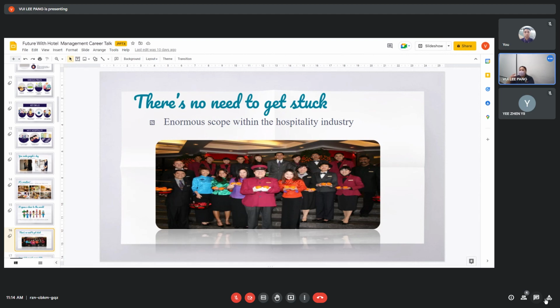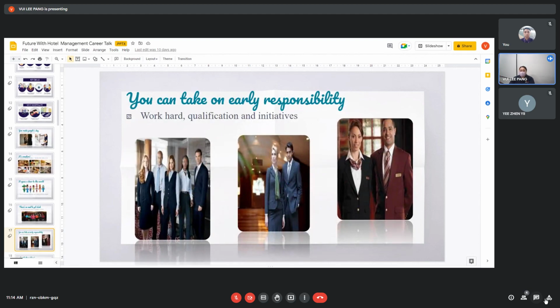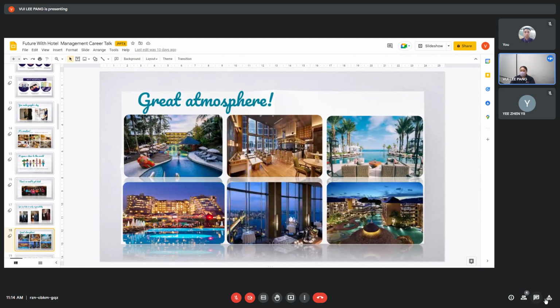And then you have a lot of opportunity, and you can take early responsibility, especially if you work hard with your qualifications and also your initiative. For sure, you need to start from a lower-level entry job, for example after graduating, right? But working in the hospitality industry, if you work hard and you have your qualification, you can take on responsibility at a very early stage. And then you work in a great atmosphere every day. So you feel happy, right?